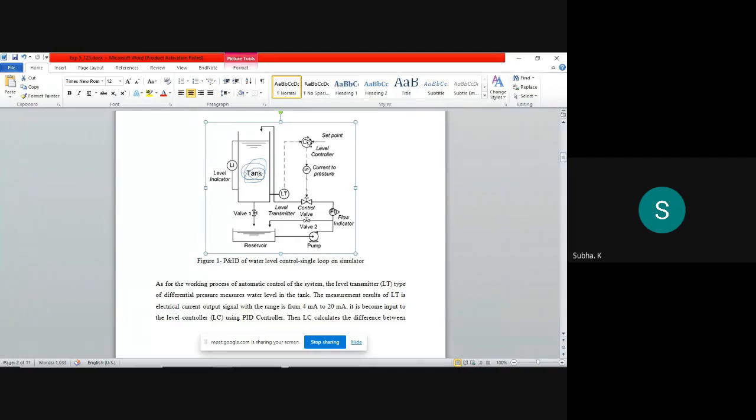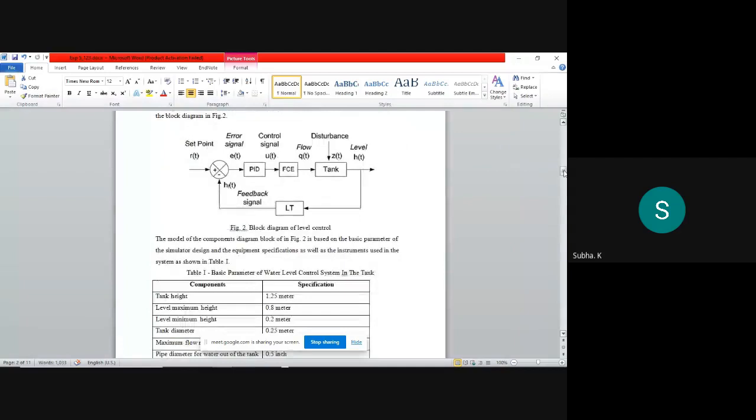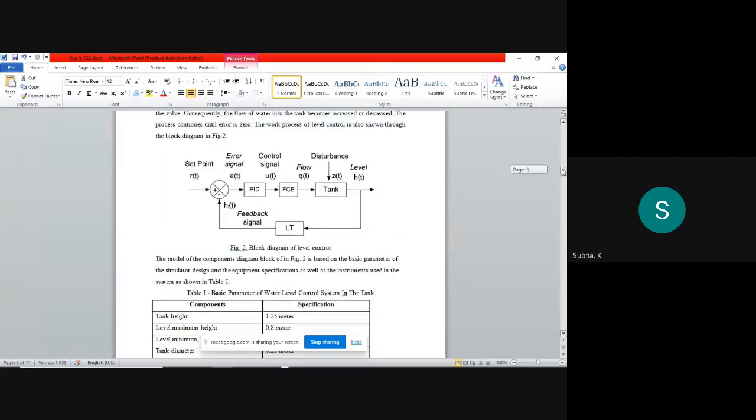So the difference will be given to this I/P converter, and then it will be converted into pressure, and that pressure will be opening this control valve, sucking the water from the reservoir back into the tank so that the set level is obtained. Okay, that is what we are going to design, and this block diagram only we are going to do in Simulink. So what is the input and what is the output that you are going to set here? Set point is what and output is what?